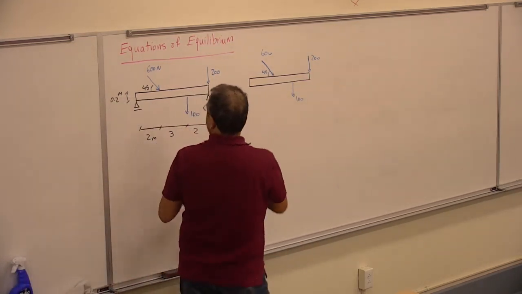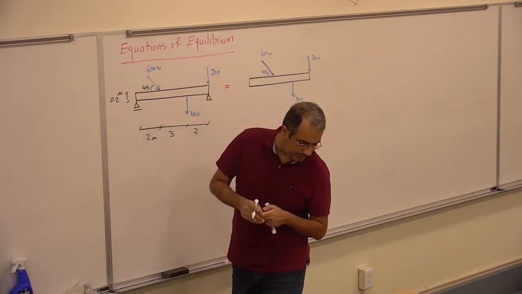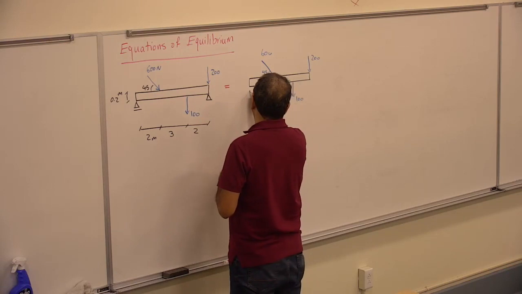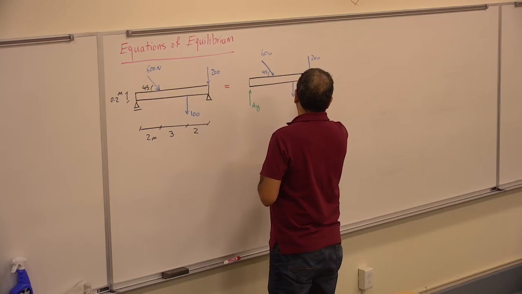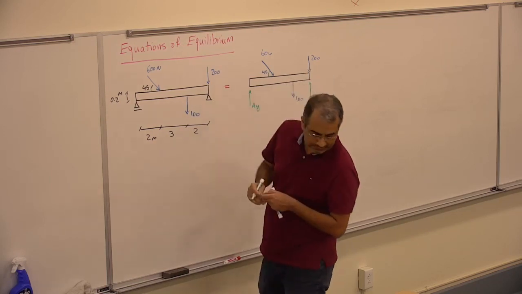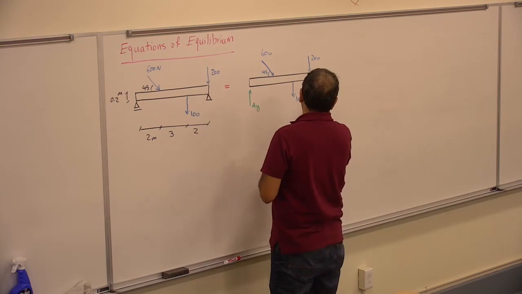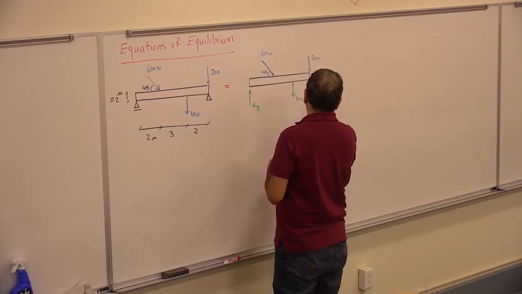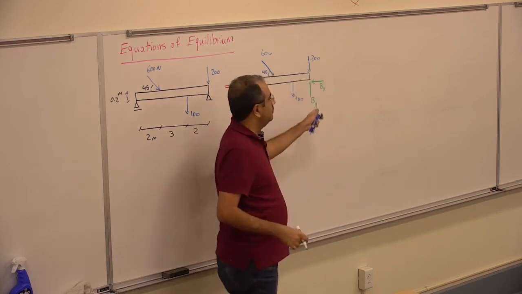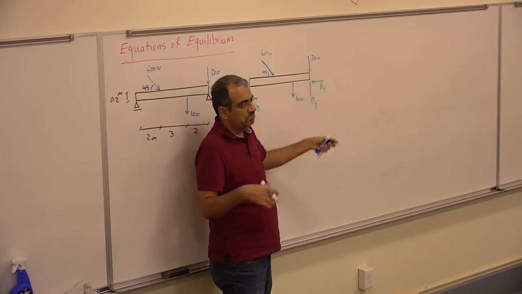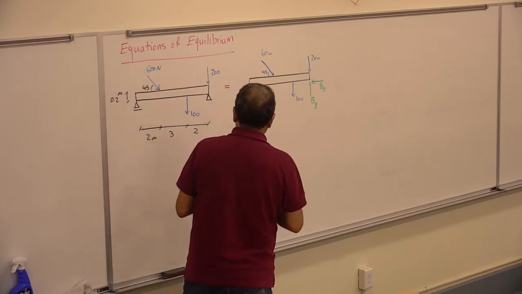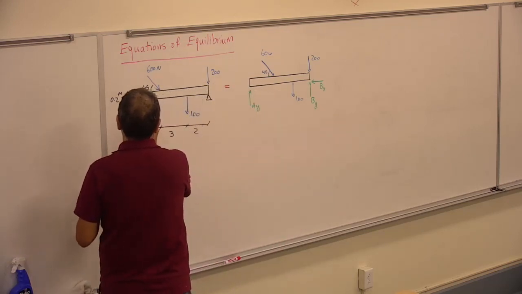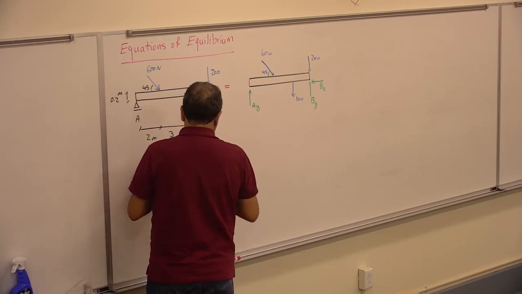So the reaction here, I have a pin at point A, so it's going to be AY. And here, I'm going to have two of them. It's going to be the BY, Bx. I just choose the Bx to follow the book. You can choose the other direction, it doesn't matter. You use it to the left or to the right. So that's the point A, that's the point B.